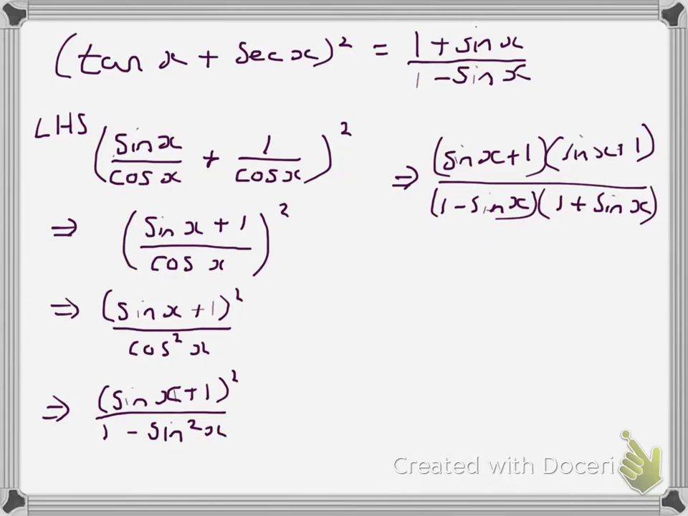So I'm using my algebra skills here. Now I can see I've got something on the top and something on the bottom that will cancel, because sin x plus 1 is obviously the same as 1 plus sin x. What am I left with? Well look, I'm left with 1 plus sin x on the top, just changing it around, and 1 minus sin x on the bottom, which is exactly what I was looking for to prove the identity.